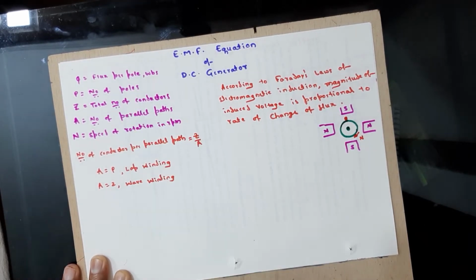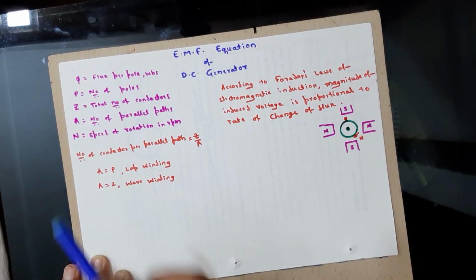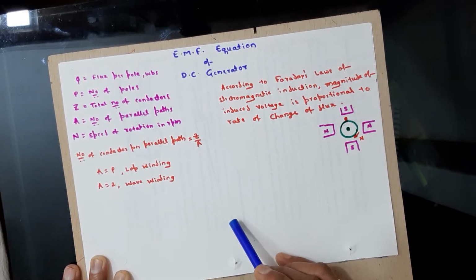With this definition of the terminology represented with phi, P, Z and A, another important term is N, the speed of rotation in RPM, that is the rotor speed, measured in revolutions per minute.